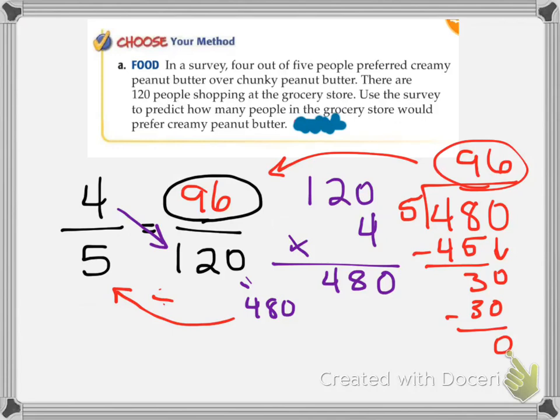So this tells me that with a ratio of 4 out of 5 people preferring creamy, if they looked at everybody in the store out of 120 people, 96 of those people would prefer creamy peanut butter. So that's our missing number here. And if we look, there we go.